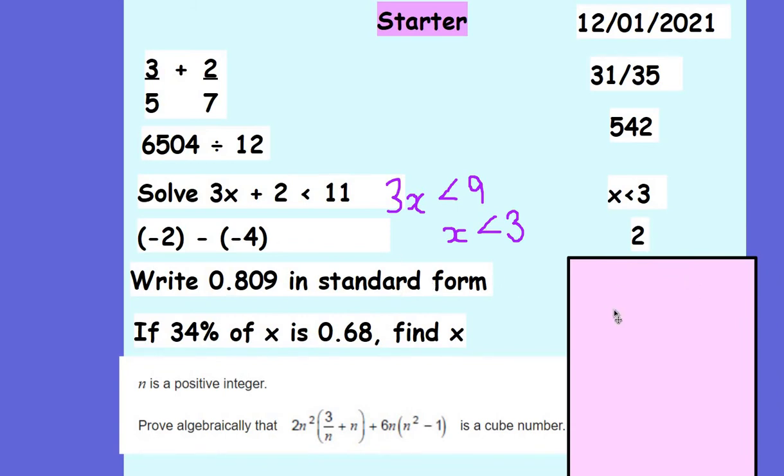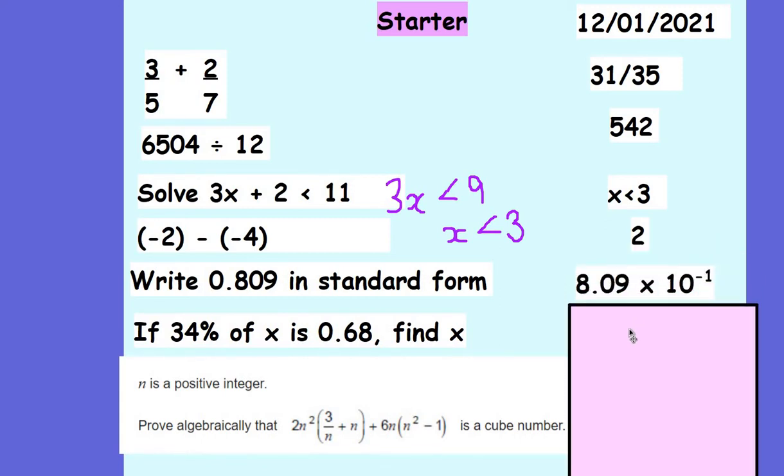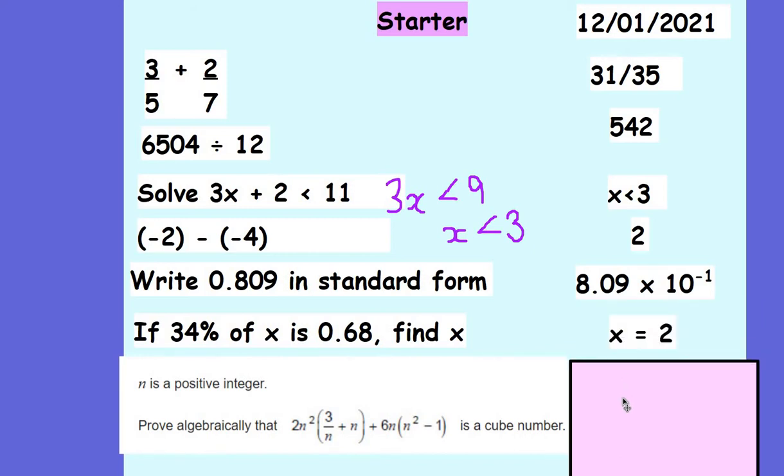For the next question, I can choose the number 8.09 as my number before the standard form, and then I've got 8.09 times 10 to the -1. So that all those numbers move one position on the place value table. If 34% of a number is 0.68, that number must be 2.